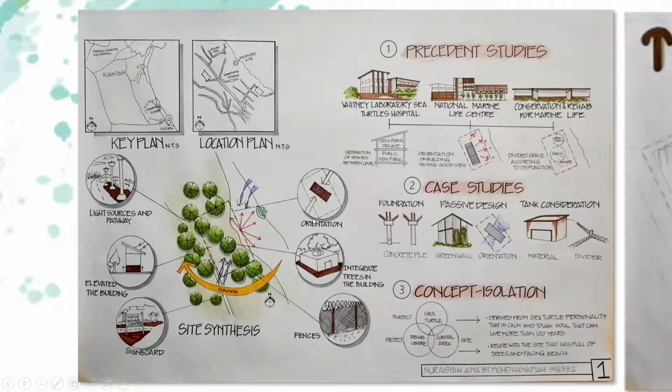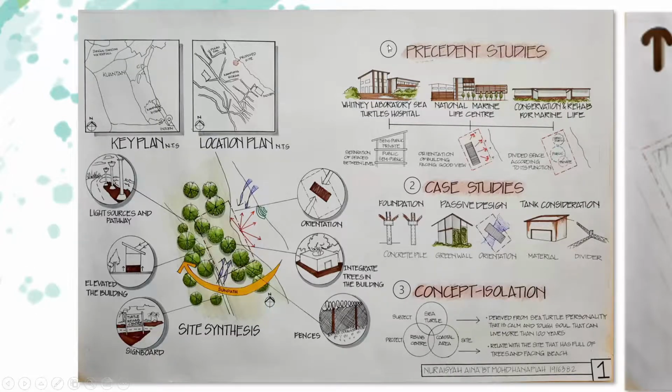accessible. The fourth one is to orientate the building facing northeast and southwest to maximize the wind flow and avoid direct sunlight during day. And the fifth one is to integrate the existing trees inside the building to maintain the greenery of the site to the rehabilitation center. And the last one is to provide fences around the site to protect from wild animals.